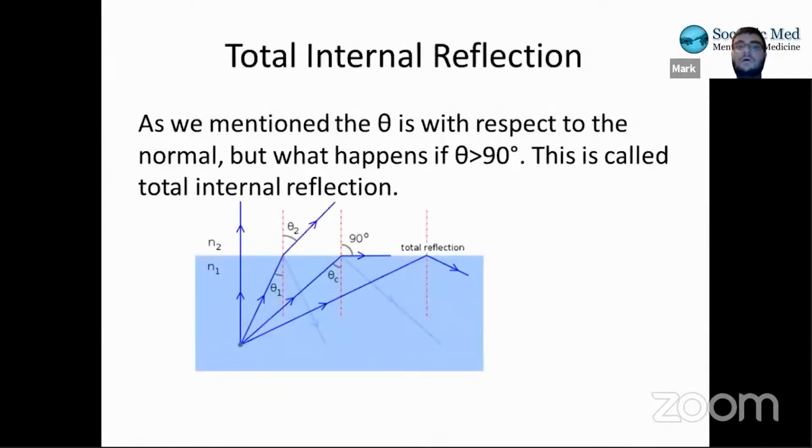All right. Well, we mentioned the theta is with respect to the normal, but what happens if theta is actually greater than 90 degrees? Because the normal is a vertical line, and then the boundary, which is the area that separates air from water, or whatever the two substances are, is perpendicular to it, right? It's like this, and you can see it right here. This is what we were just looking at, a normal line, just changes like that. This is what happens if it's 90 degrees. And what happens in this case is actually you wouldn't see it.